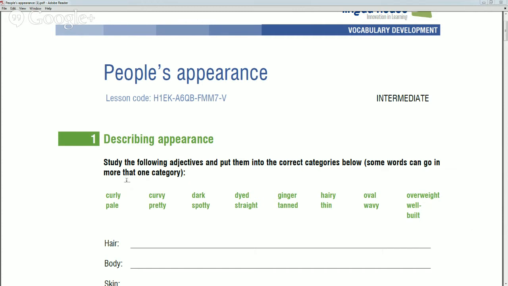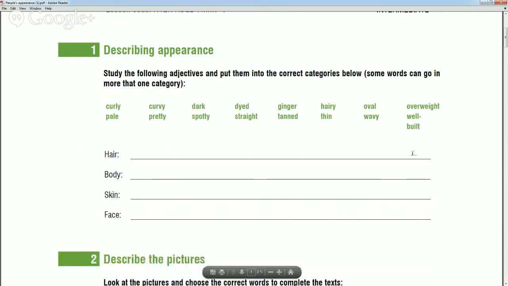And curvy, you know the word curvy, so what does that have to do with? Is that hair, body, skin, or face? I guess it is meant for the body. Yes, curvy body. And dark, what would that have to do with? Hair, body, skin, or face? The skin. Yes, dark skin.